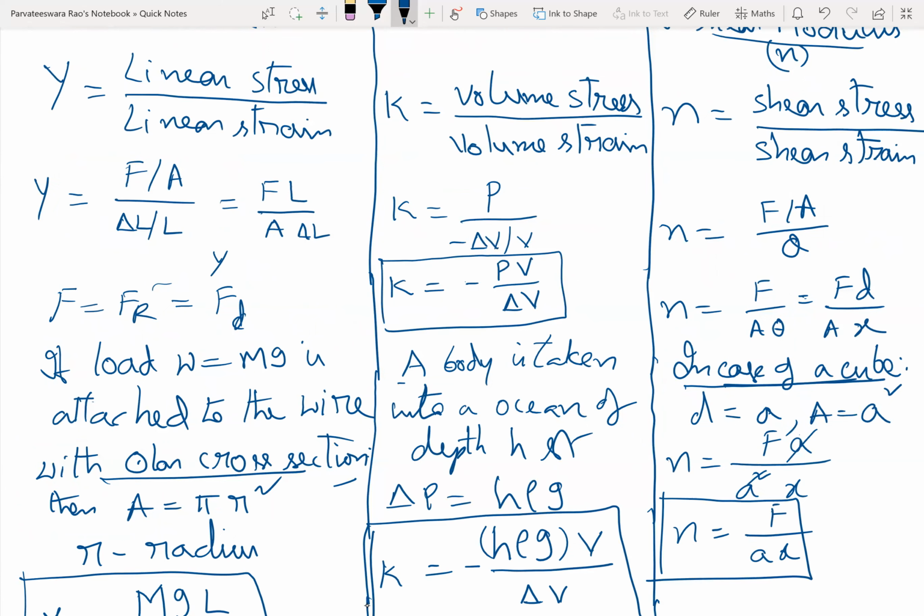And the formula for Y can be written as F into L by A into delta L. So these are the three moduli of elasticity.